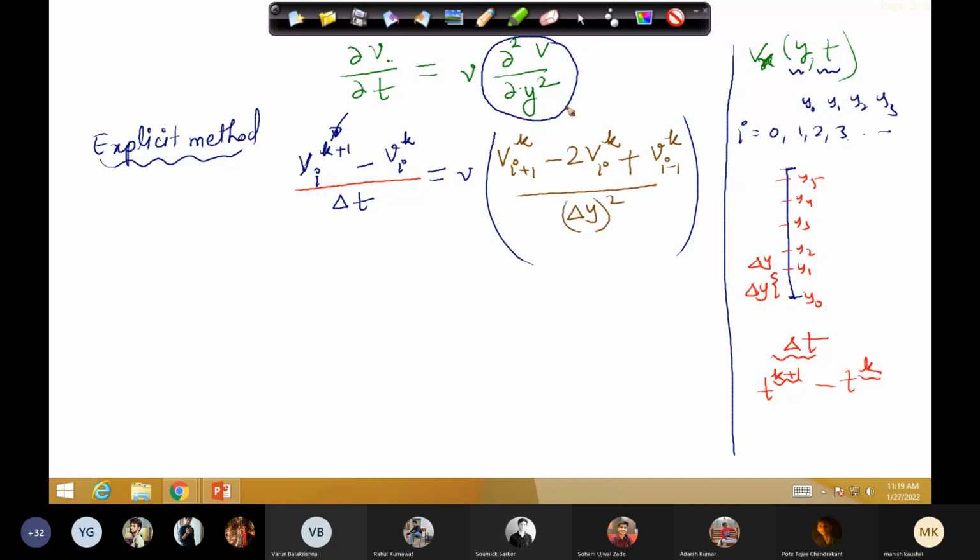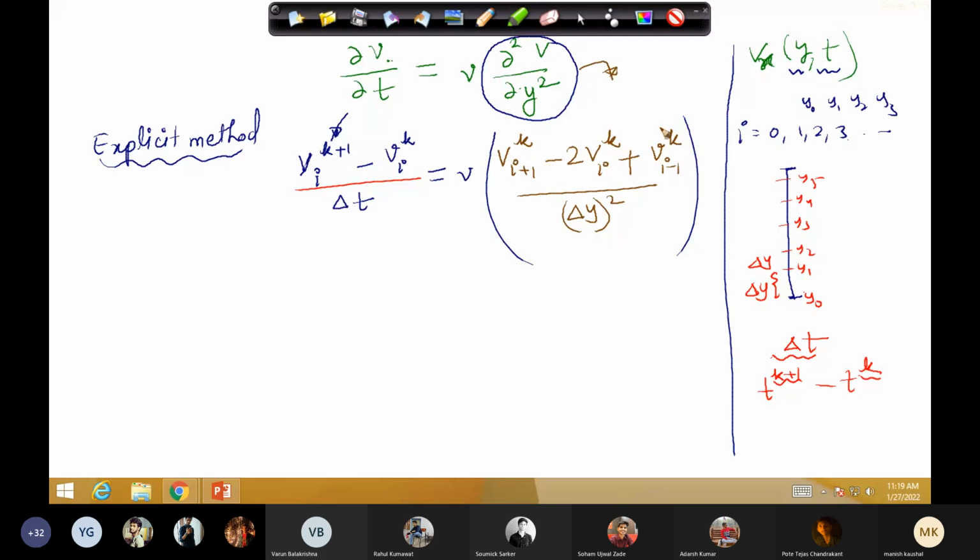So I have written this double derivative using the central difference formula, which you can get back to your numerical method book or any notes where you will find this. I have written this derivative using all the variables at the kth time. You see everywhere this subscript is k.